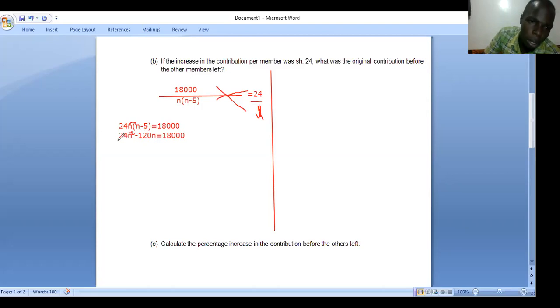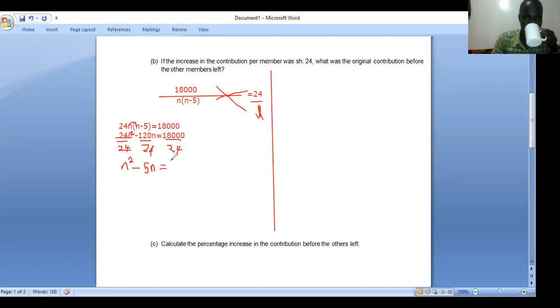Because I like working with the simplified values, I divide both sides by 24. Everything here by 24. Meaning that if you simplify that, the resulting solution will have n squared, that is what is remaining there, minus 120 divided by 24, which means 5. That is 5n equals 18,000 divided by 24.